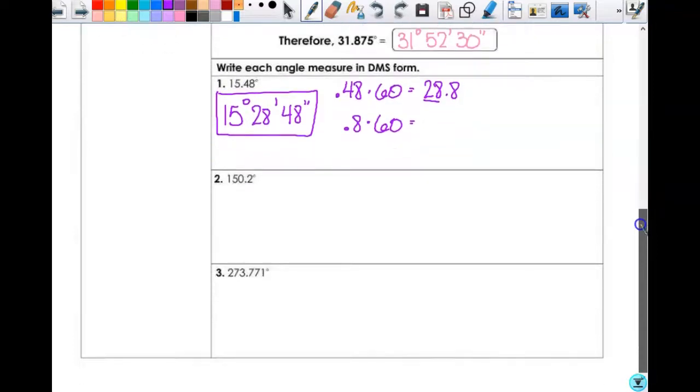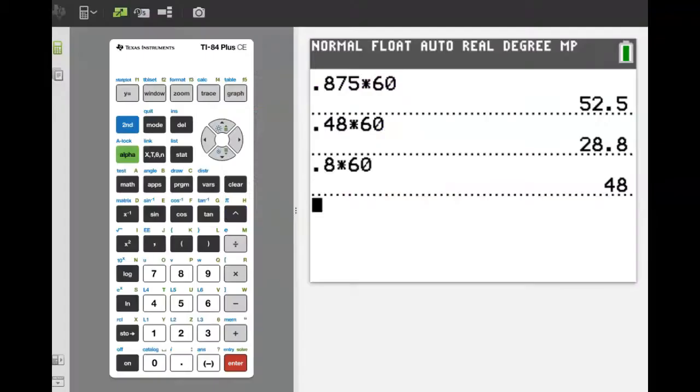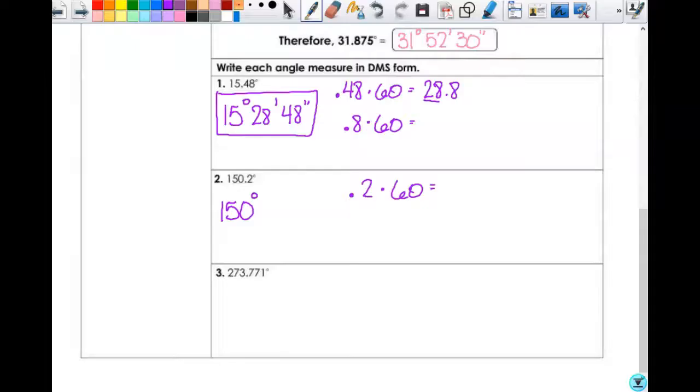So let's look at number 2. 150.2 degrees. So I know that this is going to be 150 degrees. I'm going to take the 0.2 and multiply it by 60. So 0.2 times 60 is 12. Well, there's no decimal after that, so that means I don't have a whole number of minutes and no seconds. So it's 150 degrees and 12 minutes. So you don't have to have seconds on there.